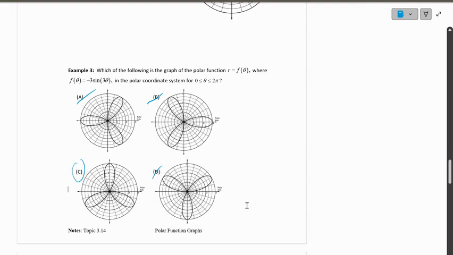I also have on our agenda the Desmos ones that you can play around with, so you can actually see these graphs a little bit more.